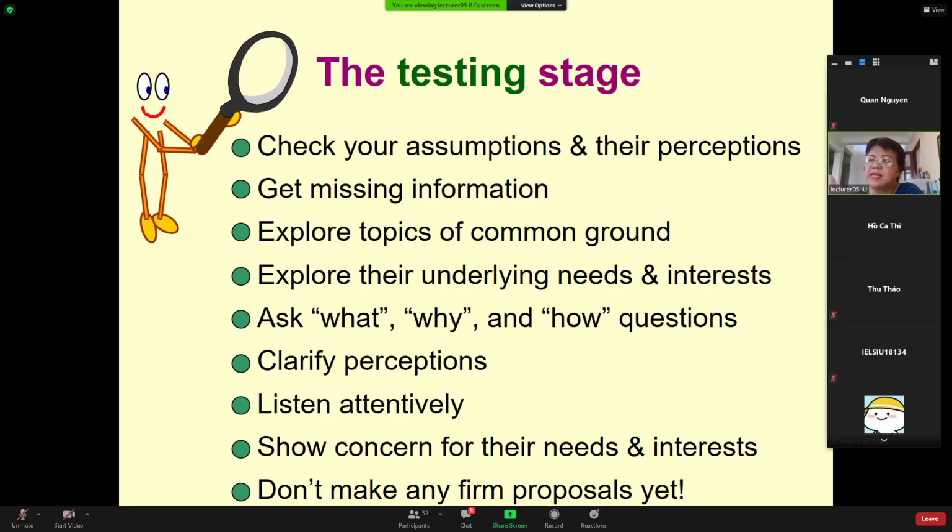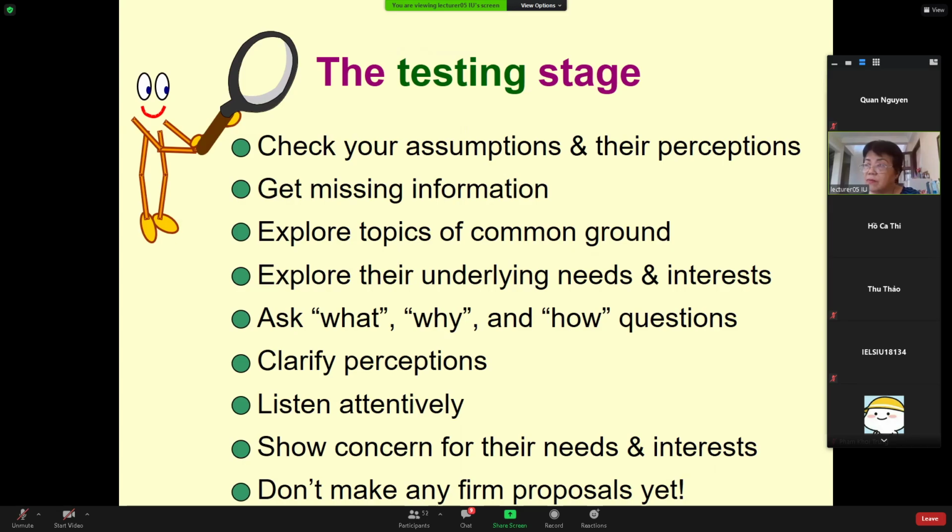The next stage is the testing stage. The testing stage is trying to understand: check your assumptions and their perception, guess missing information, and explore the topics in common ground. You understand yourself and you understand the other side also. You explore the underlying need and interest. What is their capability and what is their motivation?